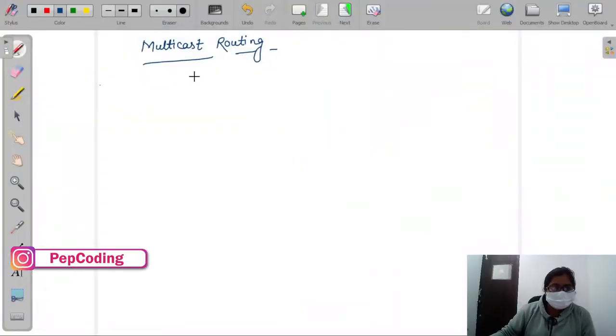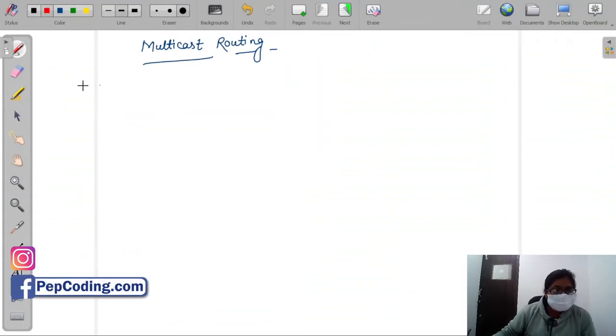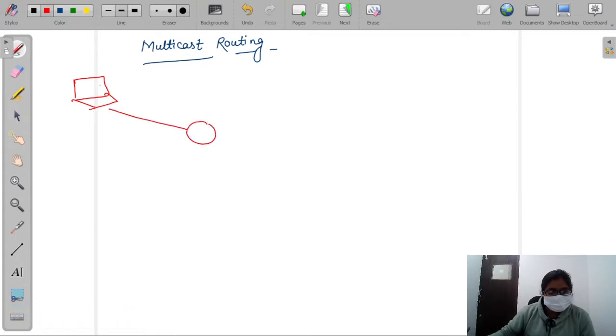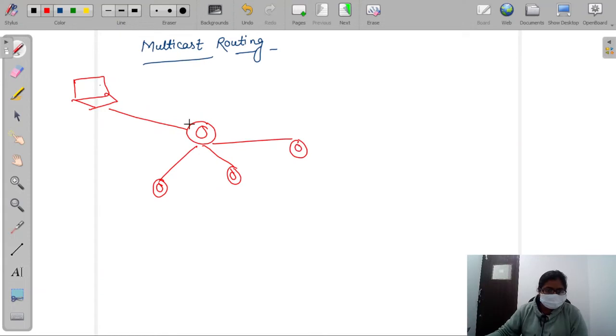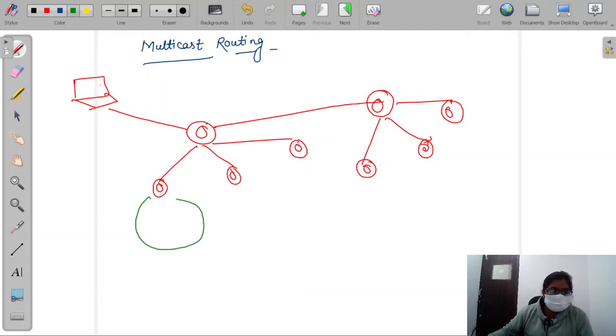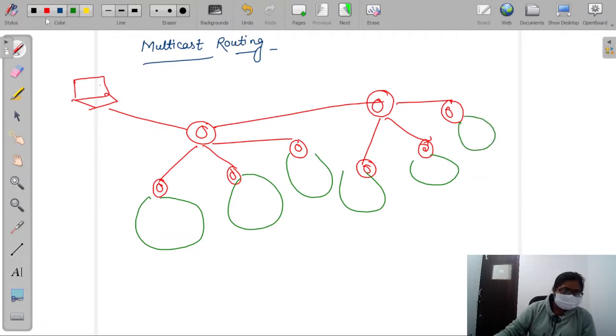So what is multicast routing? Let me make a network. Suppose this is a multicast host and these are other multicast hosts, and there is also another multicast host like this, and there are some groups related to each. These are the groups related to each. Okay, and with the help of IGMP, all of these have a list.